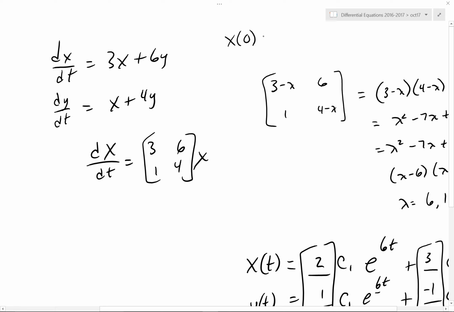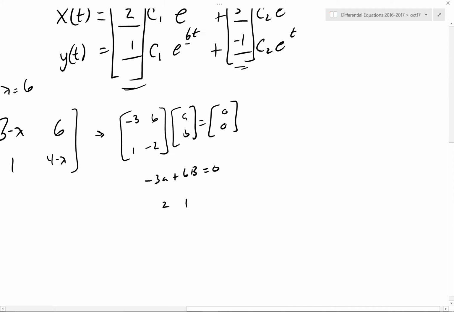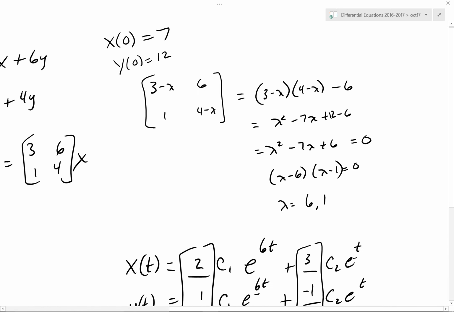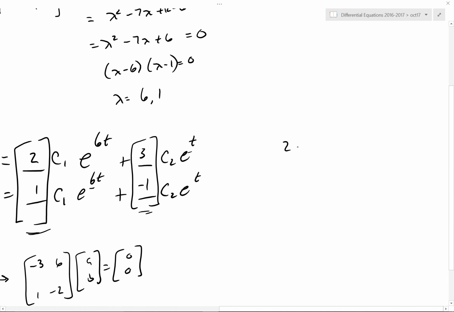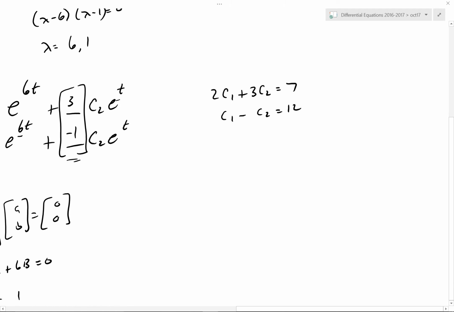However, I'm going to make up some values here. So if that were true, then if x naught was, what did I say, 7, and y naught was 12, then 2c1 plus 3c2 is equal to 7, and c1 minus c2 is equal to 12. That's what we said, right? Nice. So do some math here. Times the bottom one by 2, for instance, you get 24. Subtract, you get 5. C2 equals negative 17. C2 is negative 17 fifths.